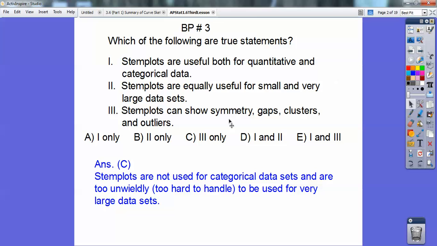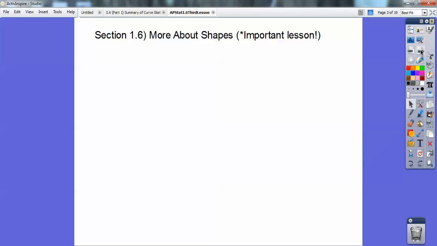So the answer is choice C. Number 3 is the only one that's true. Stem plots are not useful for categorical data and are too unwieldy, which is just too hard to handle, you guys. There are too many values if it's a large set of data. So anyways, C was your answer, okay?